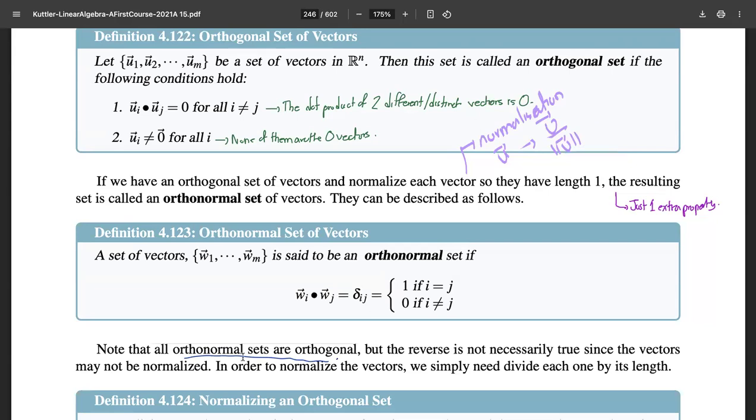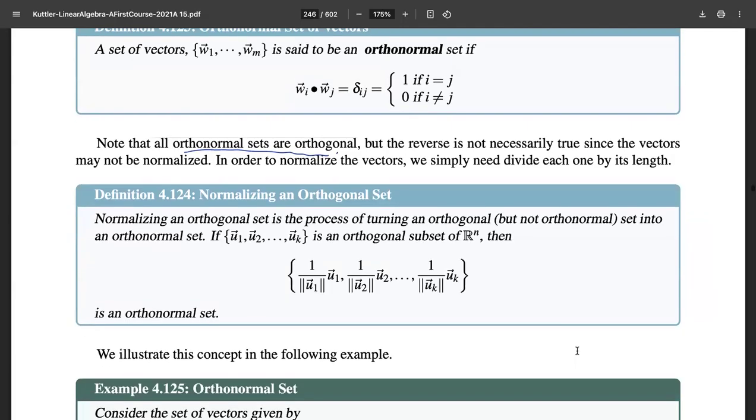So that explains why all orthonormal sets are orthogonal, but the reverse is not true. Not every orthogonal set is orthonormal because some vectors may not have length 1. But in order to normalize the vectors, all you have to do is divide each one by its length. So normalizing is the process of turning an orthogonal set into an orthonormal set.